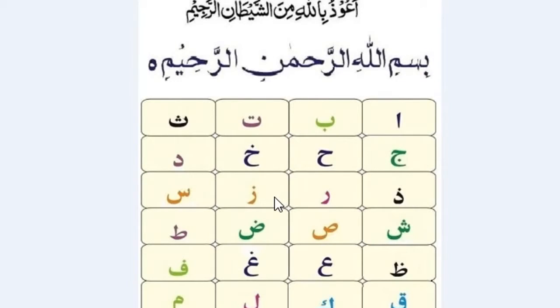Za originates with the tip of the tongue touching the edge of the lower two front teeth and lightly touching the upper two front teeth. Sin originates with the tip of the tongue touching the edge of the lower two front teeth and lightly touching the upper two front teeth. Sheen originates when the tongue center region touches the hard palate.